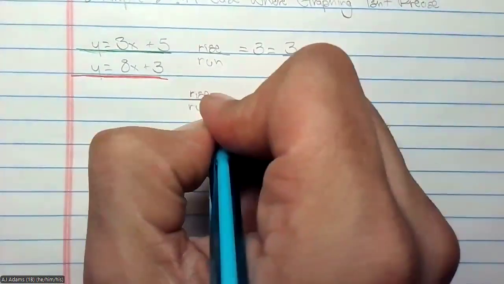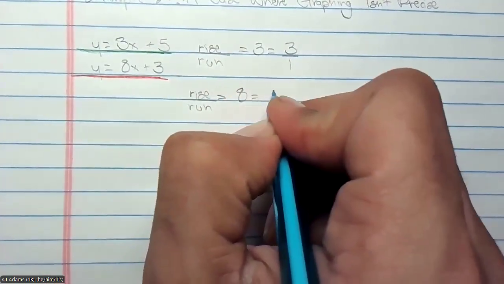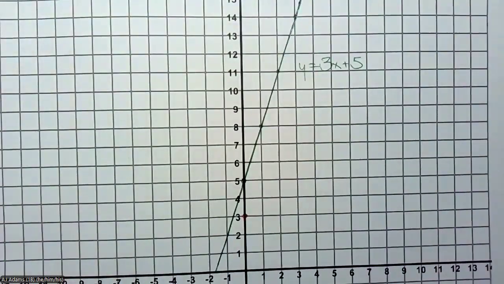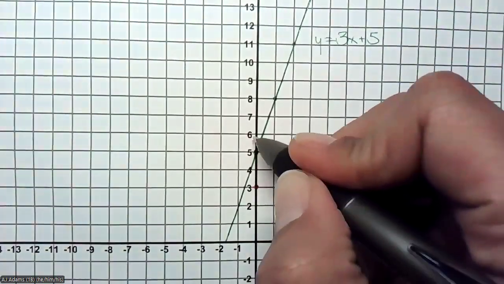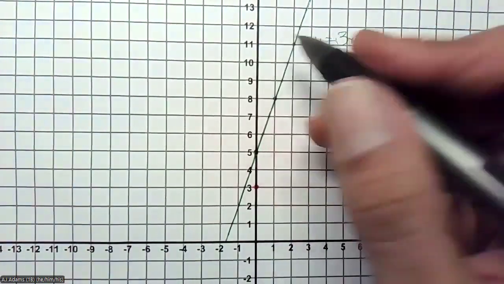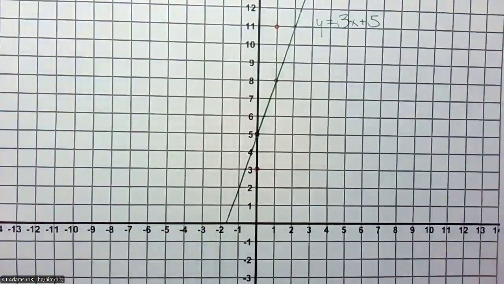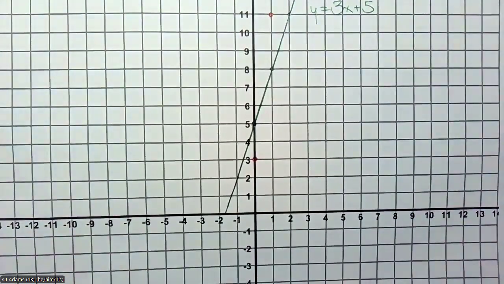We know that slope is rise over run, and if we have 8, that's the same as 8 over 1. So from our y-intercept, we'll go up 8 over 1. 1, 2, 3, 4, 5, 6, 7, 8 over 1. And again, this is a positive slope, so we want to make sure that our line is tilted up as we are looking left to right.